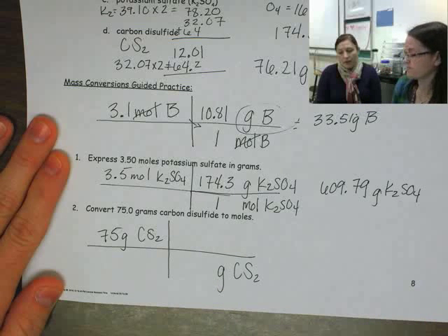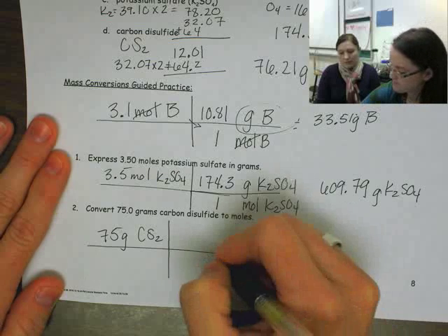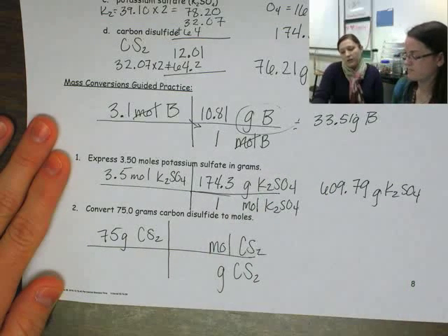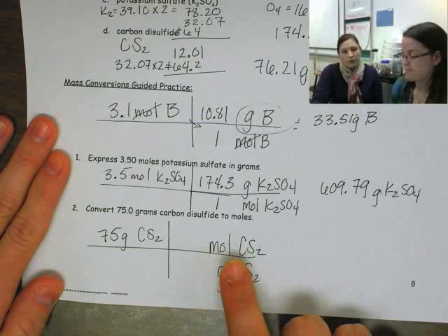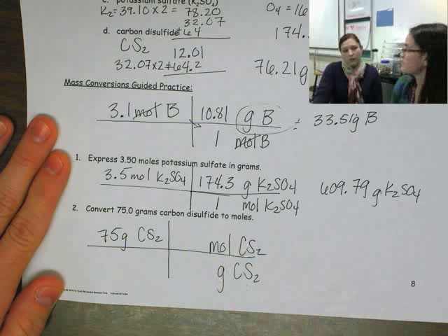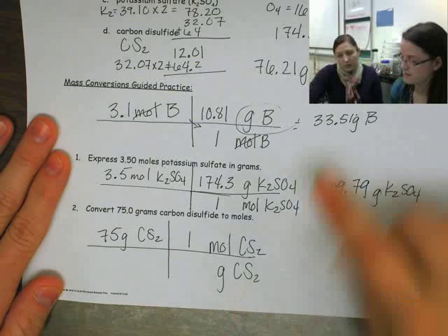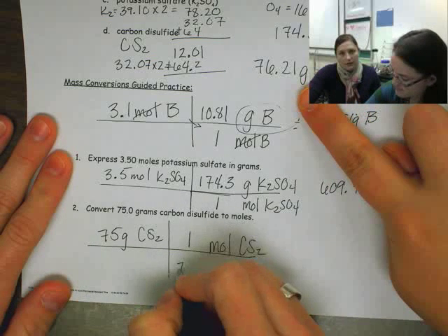Okay, and then does that mean I put the mole on top? Just flip it upside down. So is that 1 always supposed to go on the bottom, or does it always go with the mole? The mole always gets 1. So it's going to be 1 on top this time. And since we already figured out the molar mass, we can use this up here, right? You bet. 76.21.